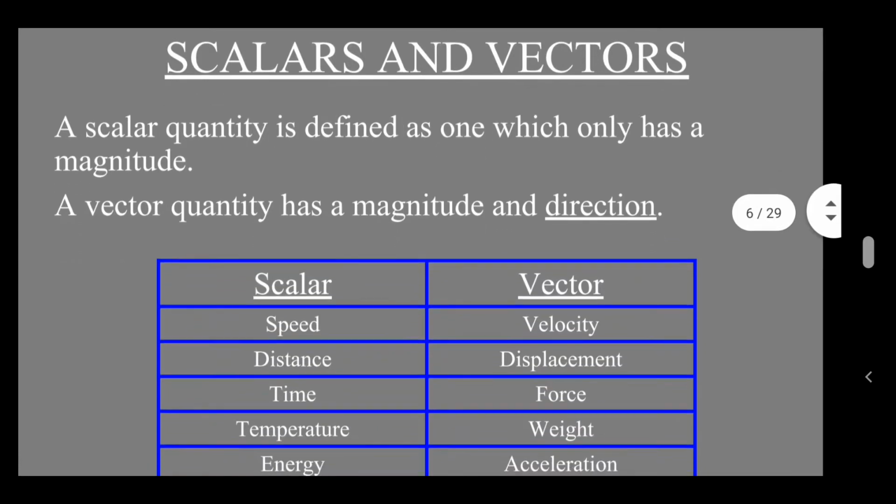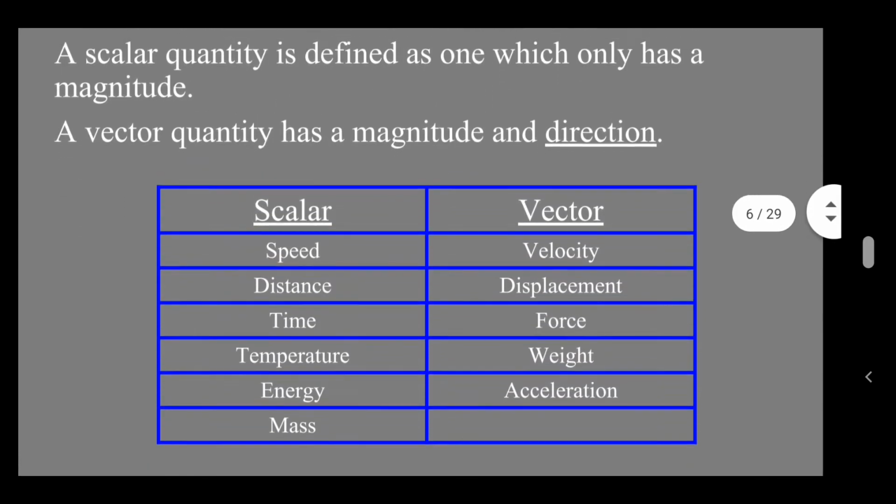So you should have this table somewhere in your booklet, in your dynamics booklet. And we should know that a scalar quantity is defined by only its magnitude, which is like a size, a value, and a vector quantity by its magnitude and direction. Okay, so it's a value plus a direction.